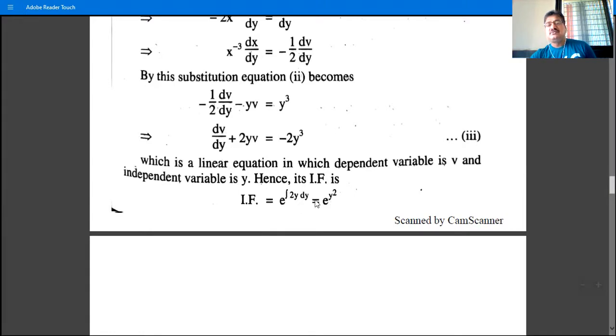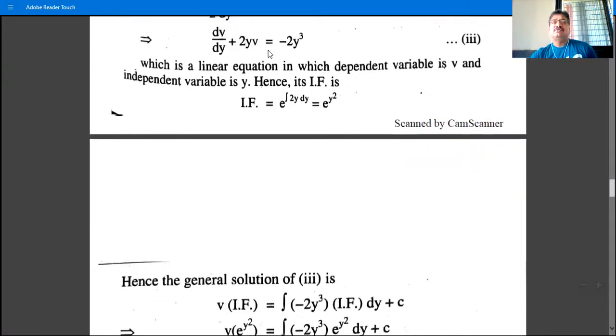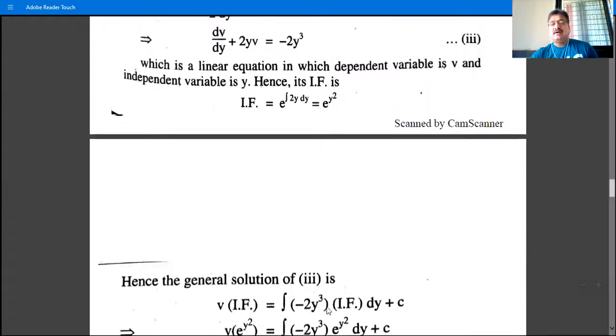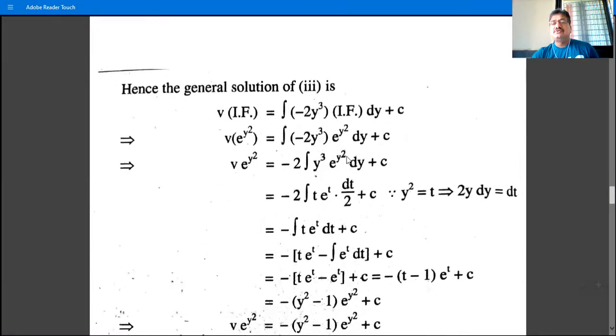And that is e raised to 2y, whose integral is y square by 2. The 2s get cancelled, so e raised to y square is the integrating factor. Therefore the general solution of equation number 3 is what? V·I is equal to the integration of Q, that is minus 2y cube, into I dy plus c, and I is e raised to y square, and then y cube e raised to y square.